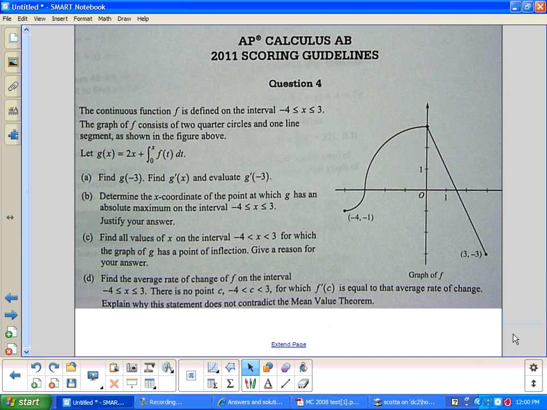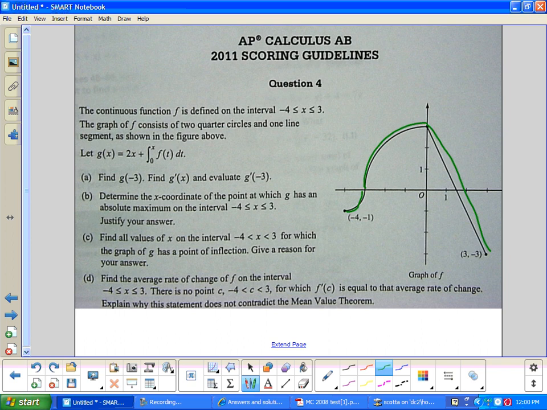2011, question number 4, no calculator, a 15-minute problem, because there were 4 problems in 60 minutes. Continuous function f is defined on the interval from -4 to 3. The graph has 2 quarter circles, here and here, and 1 line segment.